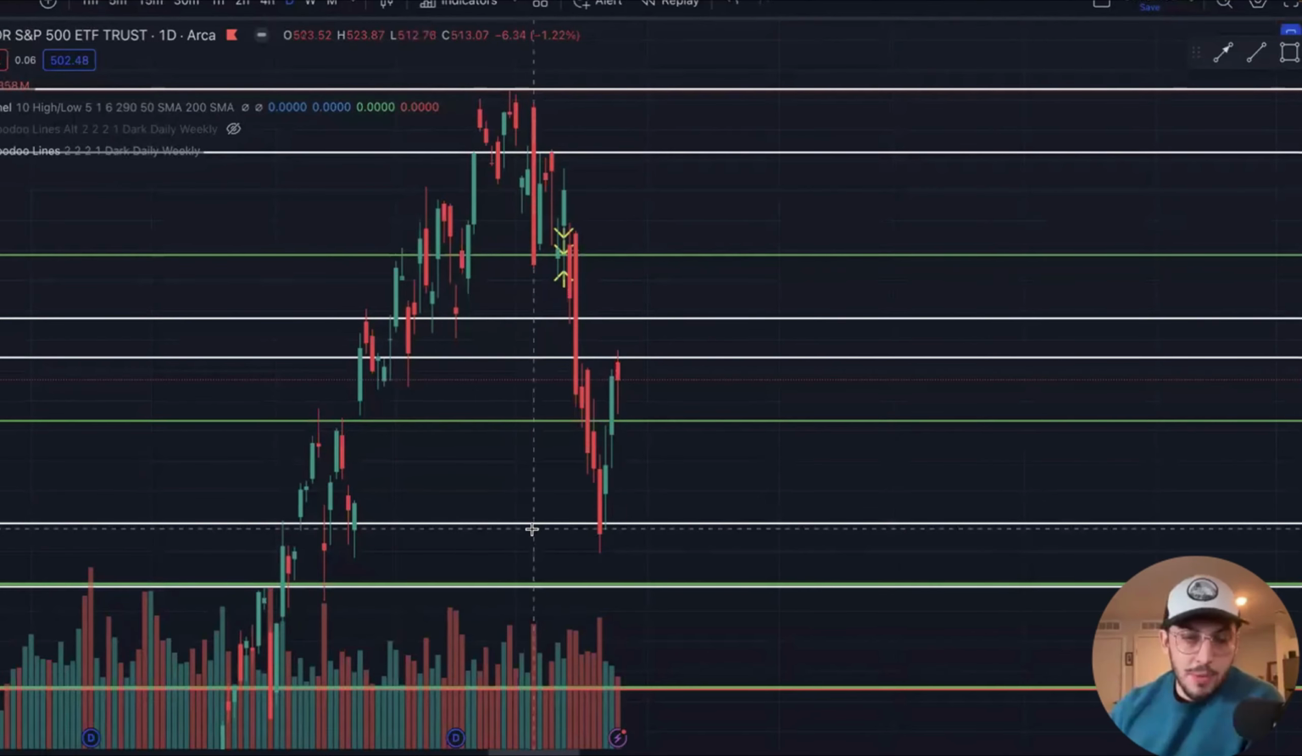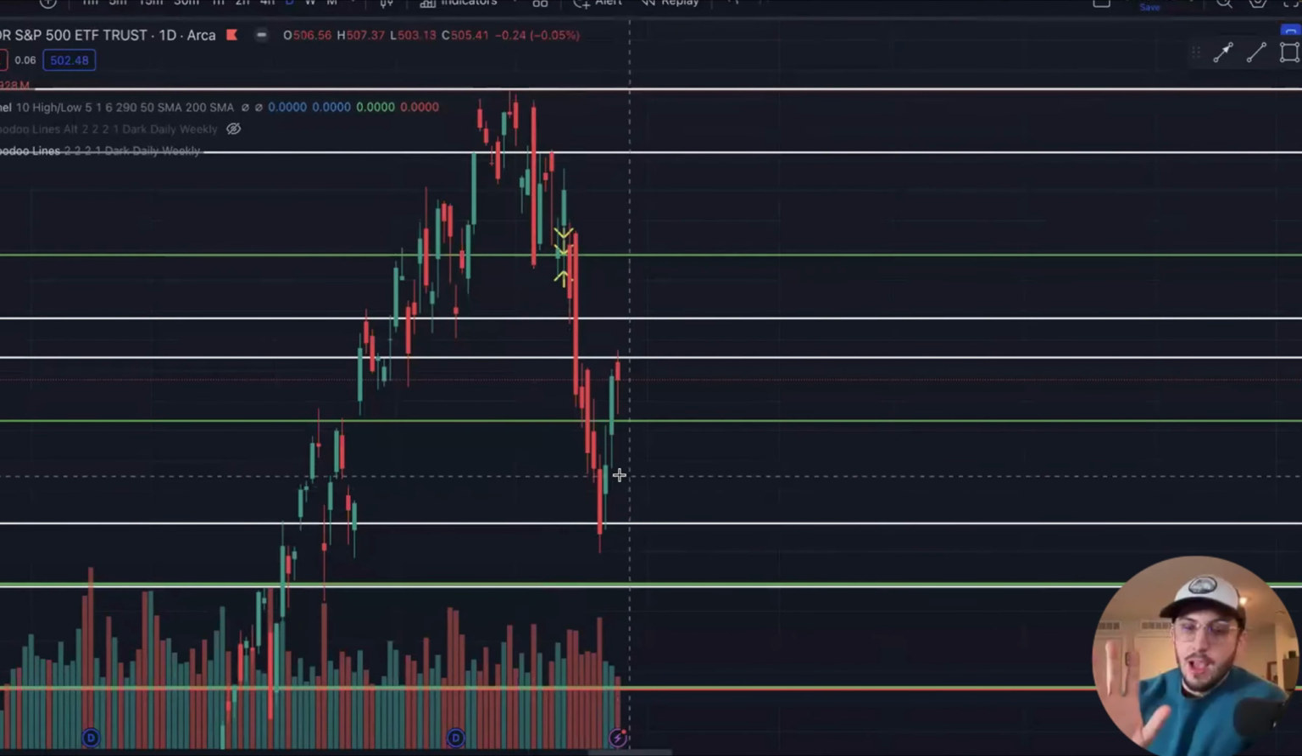Some things we want to pay attention to, of most importance: do we see any fire lines right now? We don't. The fire lines are going to be few and far between. Those are some of the more critical levels, so you really want to pay attention when we're trading into those red lines.